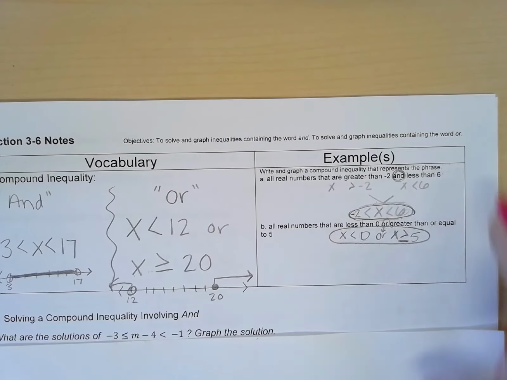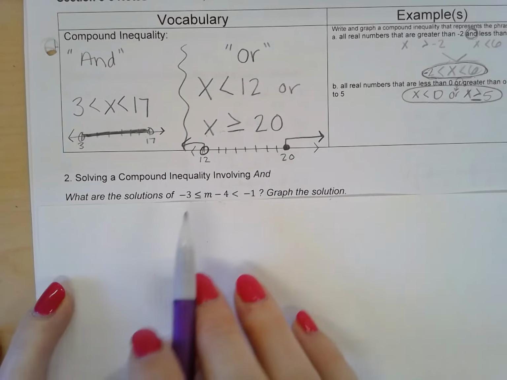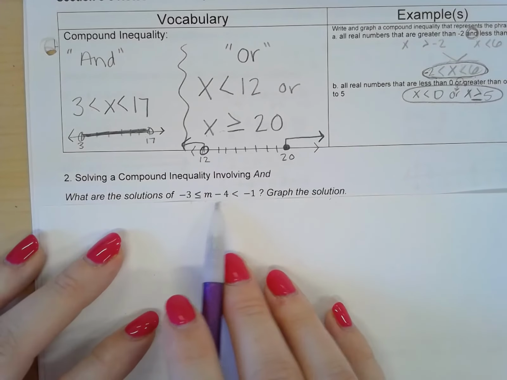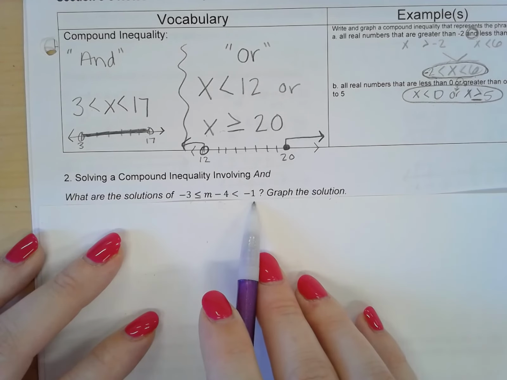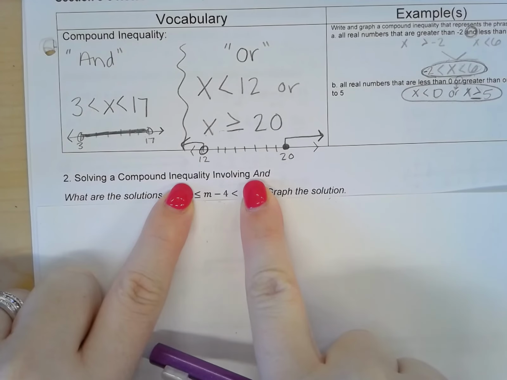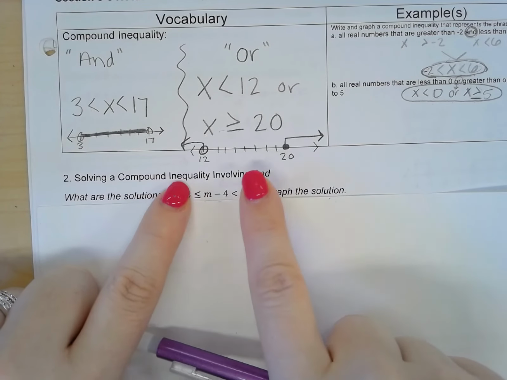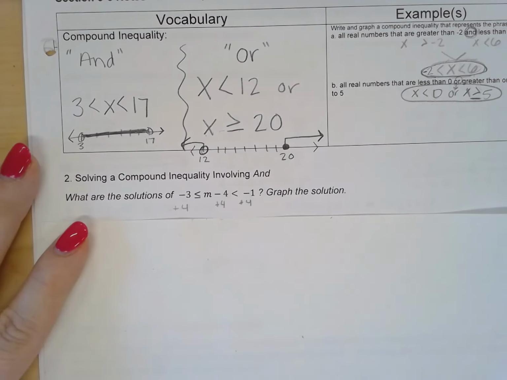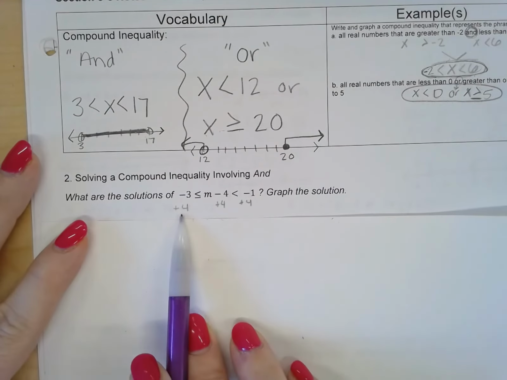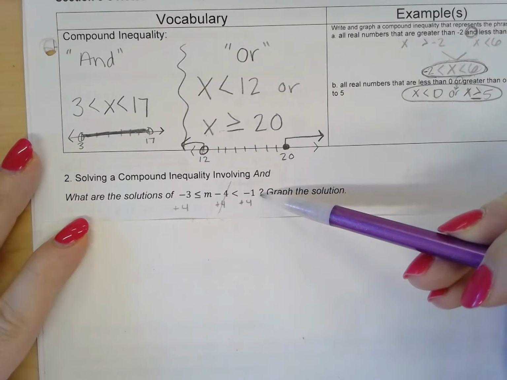Okay, so solving compound inequalities. So let's start with an AND problem. So we have -3 is less than or equal to m minus 4 is less than -1. Graph the solution. So if I cover up these two ends, notice in the middle I have m minus 4. My whole object of this is to get that variable, that m, by itself. So if I have m minus 4, to get it by itself, I'm going to add 4. Now, because I have two sides now, I have to add 4 in 3 parts. I have to add 4 to the -3, I have to add 4 to the -4 here to cancel it out, and I have to add 4 to the -1 on this end.